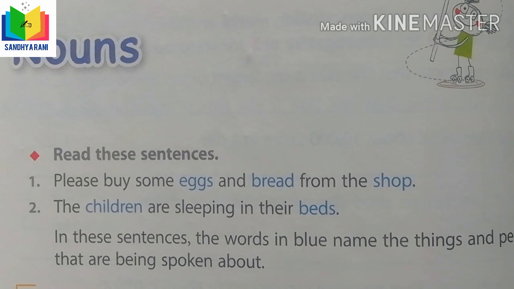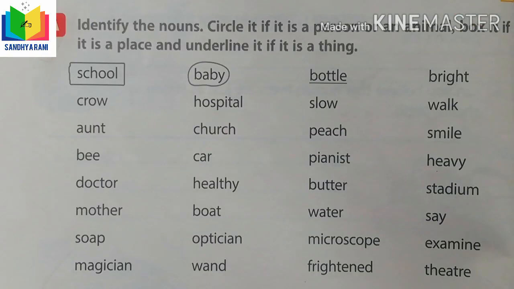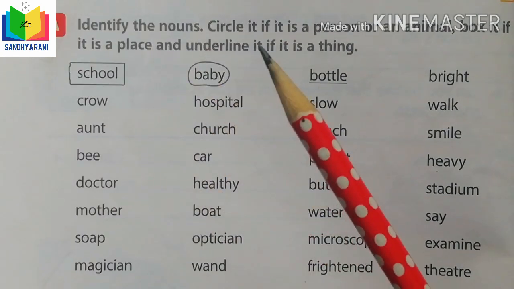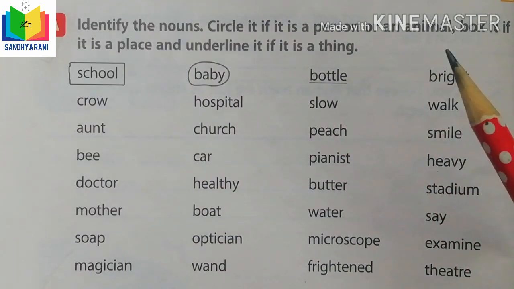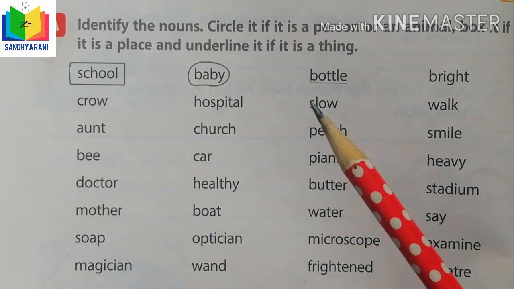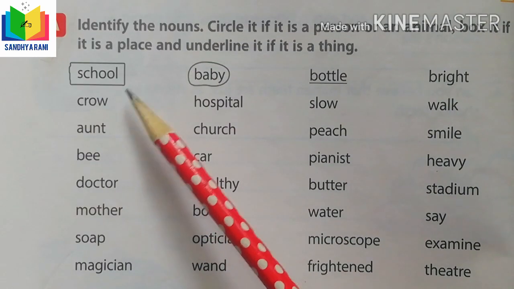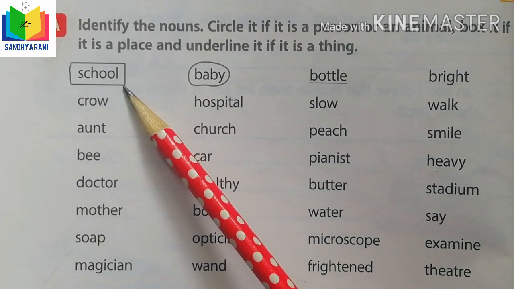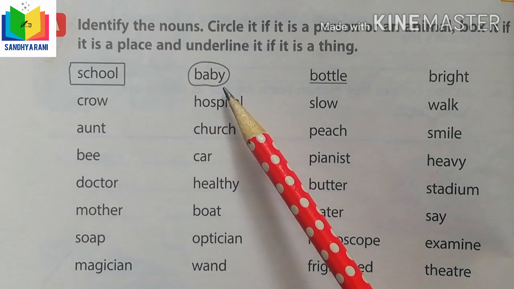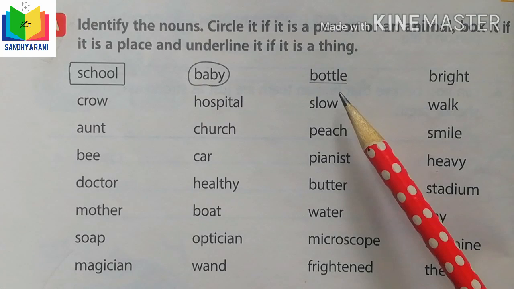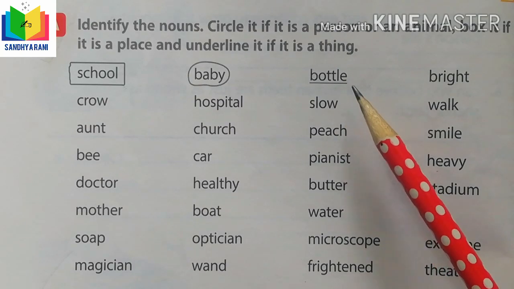Okay, let us get into the exercise. Children, once you observe this exercise, in this exercise we should identify the nouns. See, circle if it is a person or an animal, box it if it is a place, and underline if it is a thing. Okay, see, they have given one example here. They have kept box here because it is a place. And why they rounded here circle? Baby is a person, and bottle here they have underlined because it is a thing.